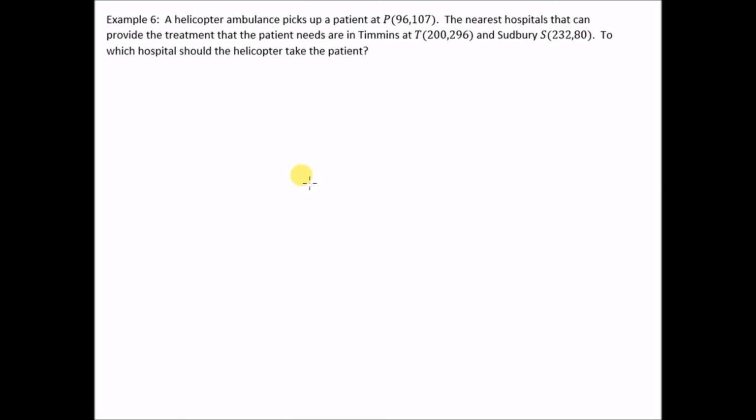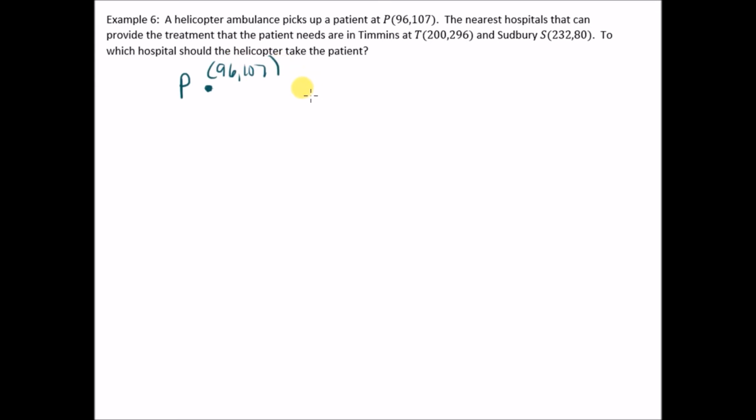Okay, example 6 is going to be a word problem, and this is exactly why we don't count boxes, because sometimes we're going to get ridiculously big numbers. Okay, so a helicopter ambulance picks up a patient. I'm just going to draw this P. The patient's at (96, 107).